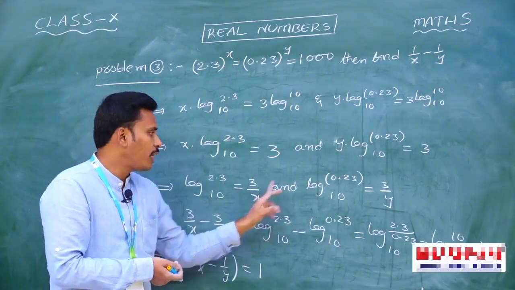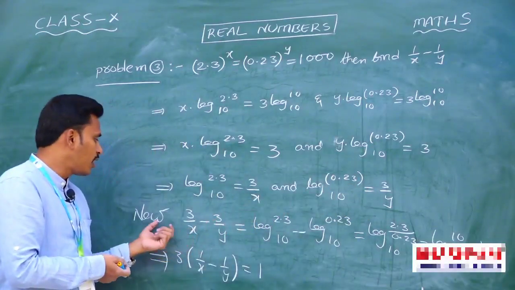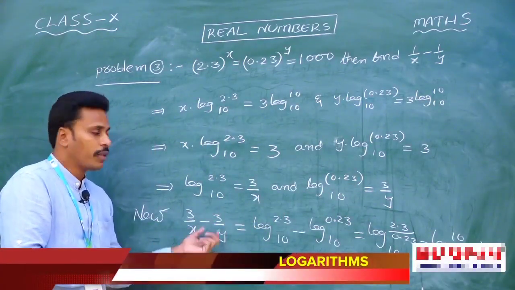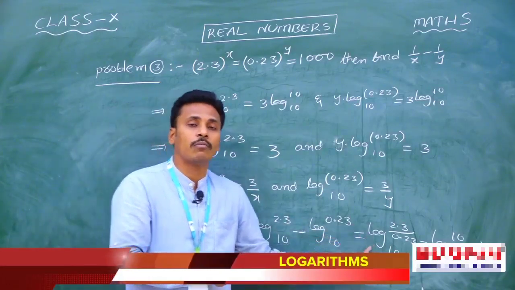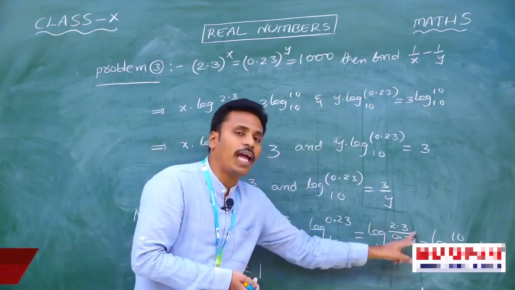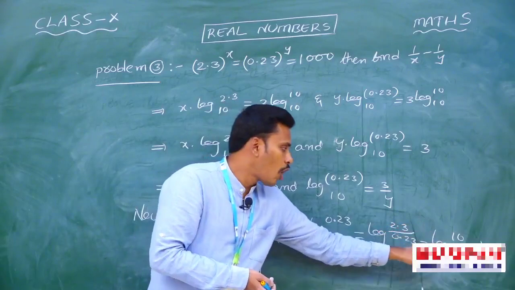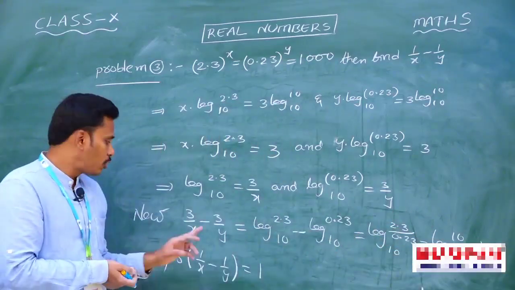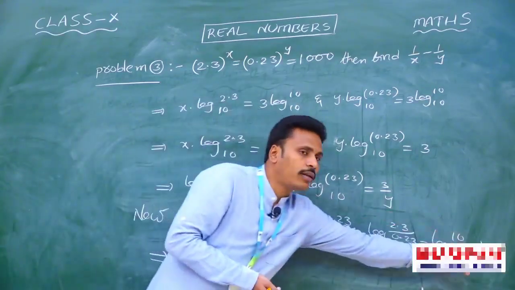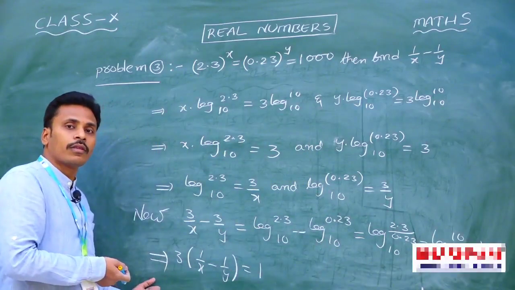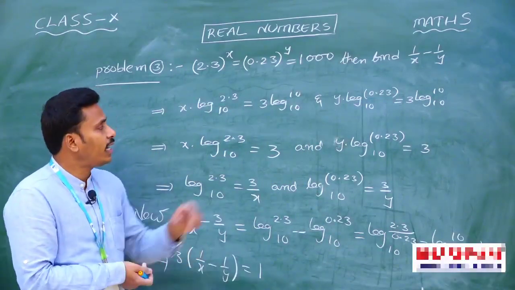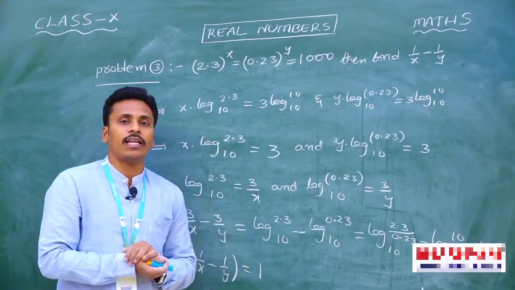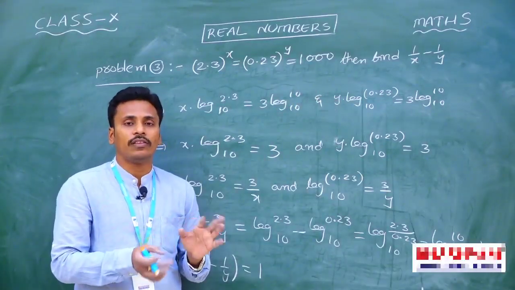So I have 3 by x and 3 by y. So consider 3 by x minus 3 by y, the difference of these two logarithms. Difference of two logarithms is the logarithm of division, and this division value is 10. So log 10 base 10 is again 1. So 3 by x minus 3 by y is 1. So if you take 3 common, 1 by x minus 1 by y is 1 by 3. In the end, the value of 1 by x minus 1 by y is 1 by 3.